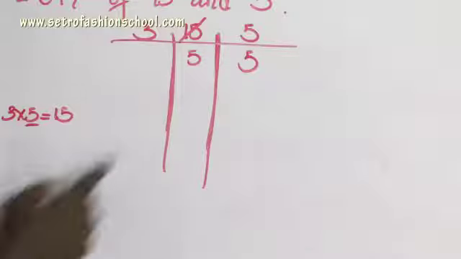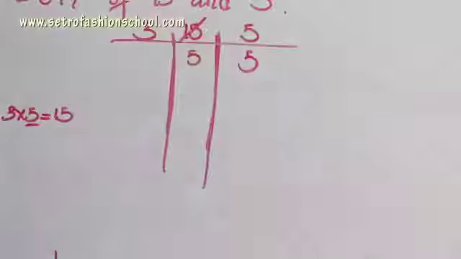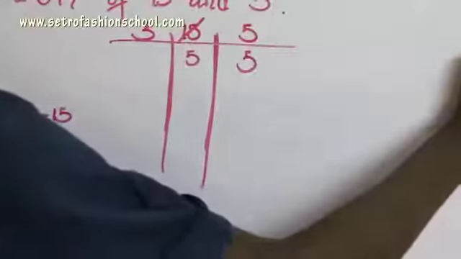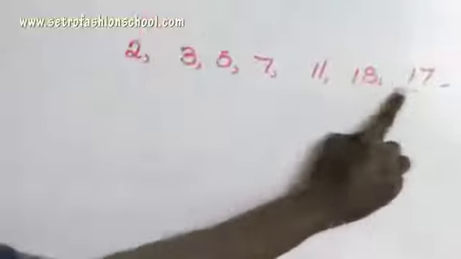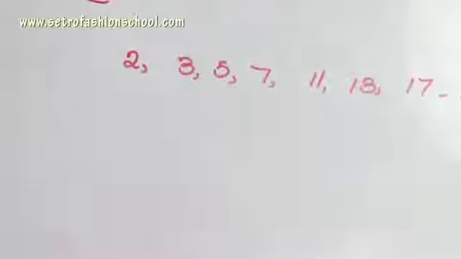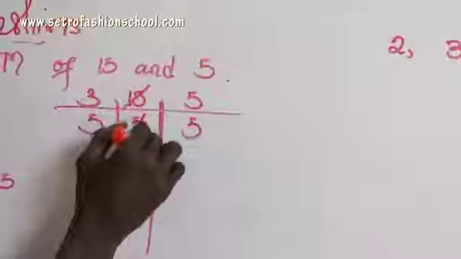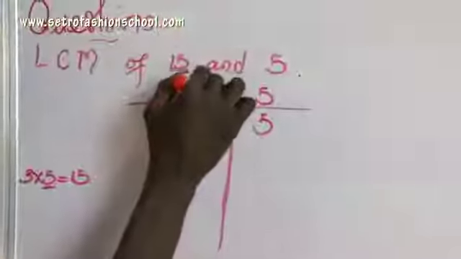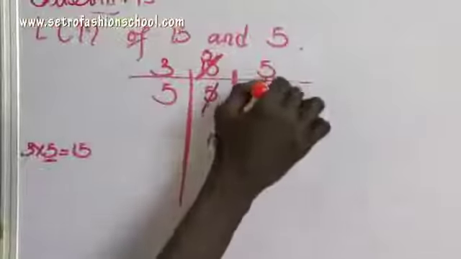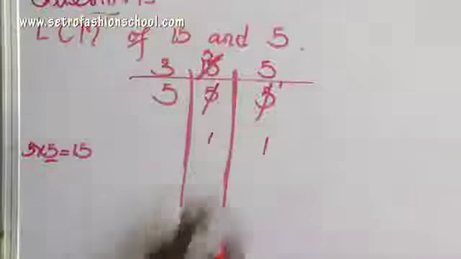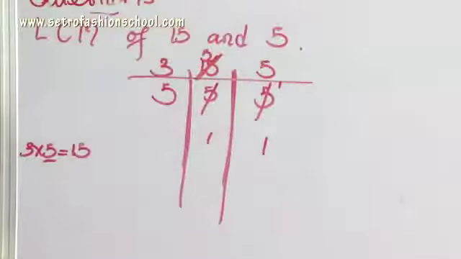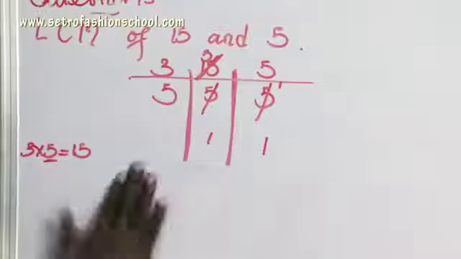Now, what next? You ask yourself, is 5 part of your prime numbers? Yes, 5 is part of the prime numbers we have on the board. So you write your 5, and 5 in 5 will be 1. So you have 1 now. You continue until it gets to 1 in the calculation of your LCM.